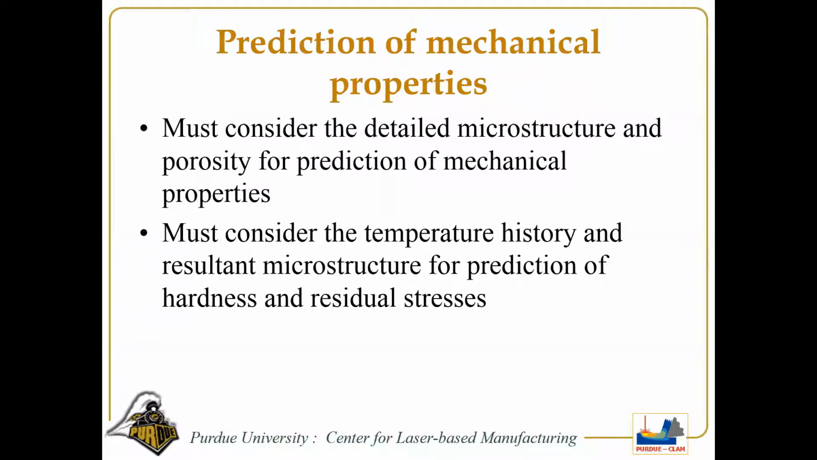In old days, you probably used a continuum element and something called the constitutive model to predict the mechanical properties. That's not sufficient. Today, you have to consider all the microstructural details because different microstructure will produce different mechanical properties. Besides, you have to consider all the temperature history and resultant microstructure because it's a localized heating and cooling. Therefore, you will have a very inhomogeneous microstructure.